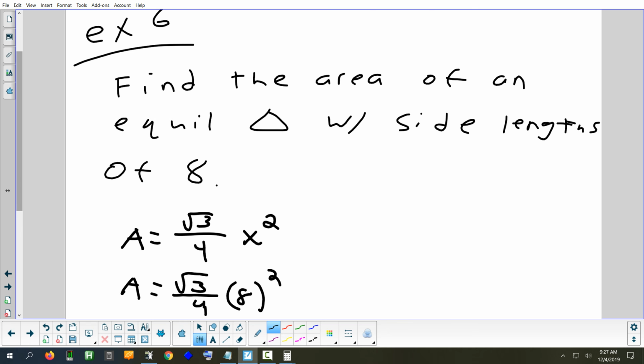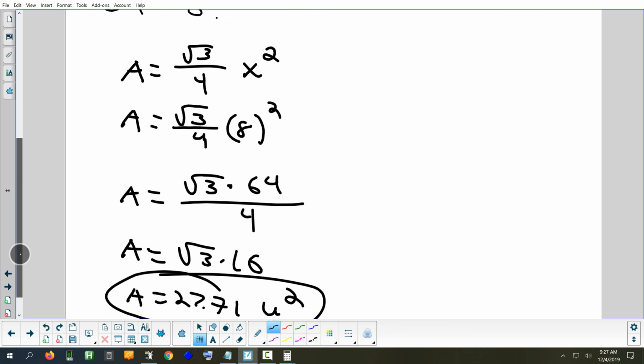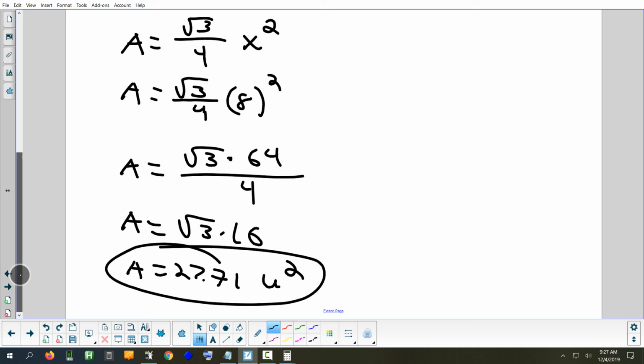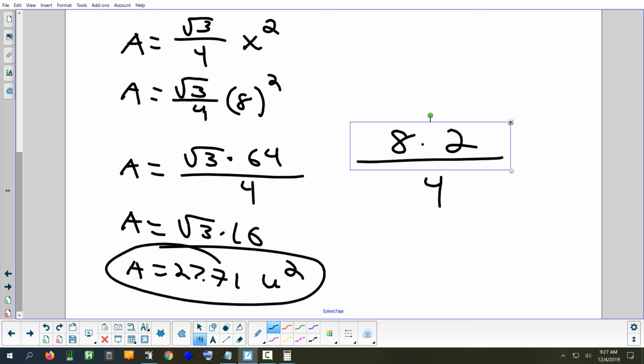Why don't you have to divide the square root of 3 by 4? Because when you multiply, it's just like if you had 8 times 2 divided by 4, you don't divide the 8 by the 4 and the 2 by the 4. It's just one of them, because it's just one factor in the top. So this is really just that.